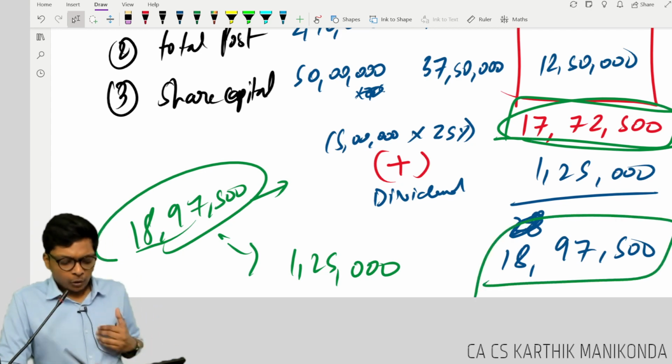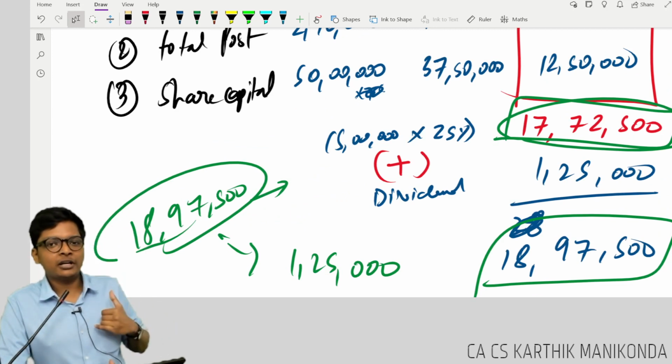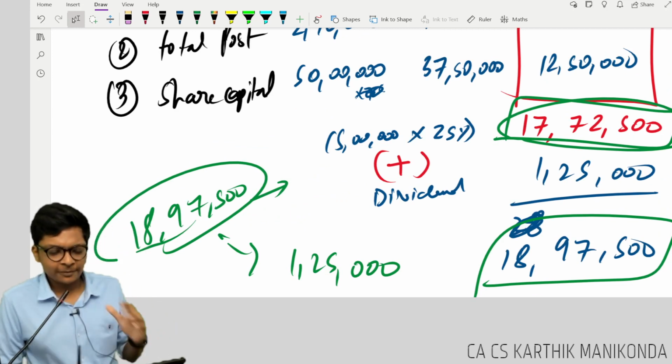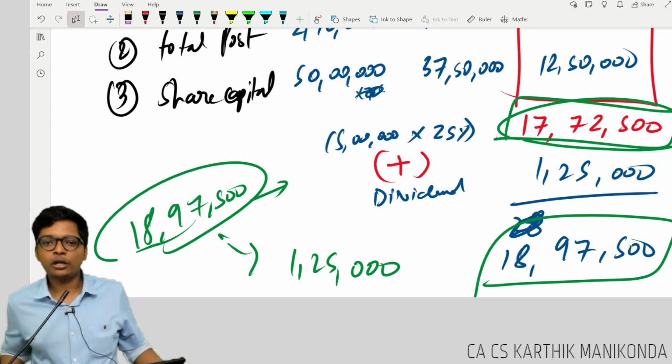Clear? Sir, why are they adding preference shares? Different concept. Preference shares is part of minority. I will explain later. It's a very simple concept. We will keep preference shares as separate discussion. Are you following, guys? Done with minority.